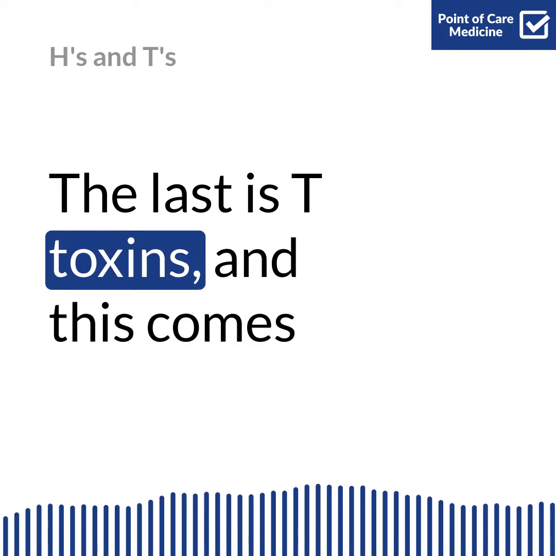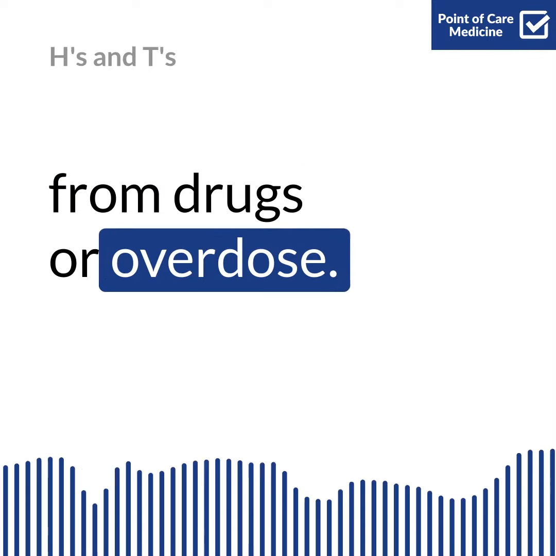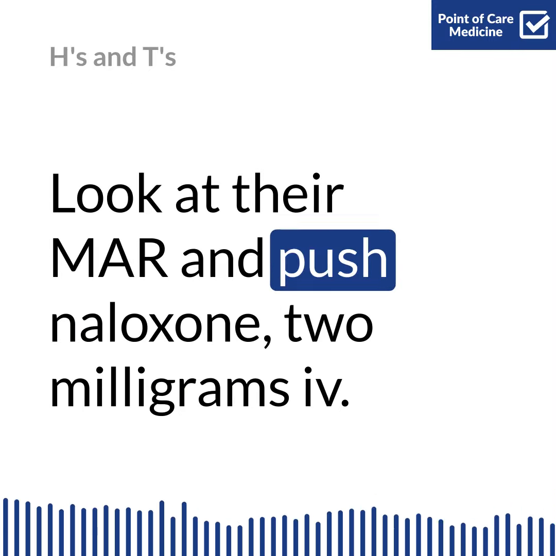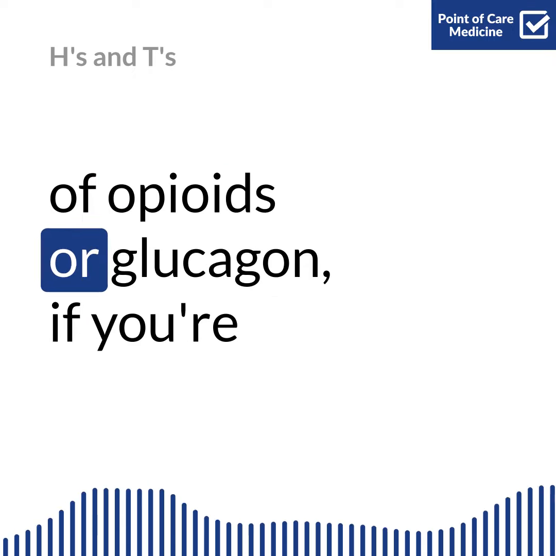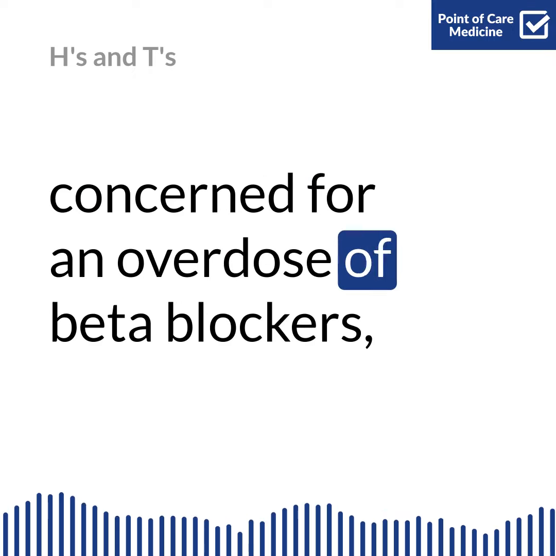The last is T, toxins, and this comes from drugs or overdose. Look at their MAR and push naloxone 2 milligrams IV if you're concerned for an overdose of opioids, or glucagon if you're concerned for an overdose of beta blockers.